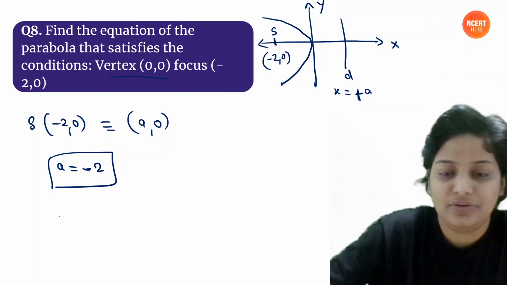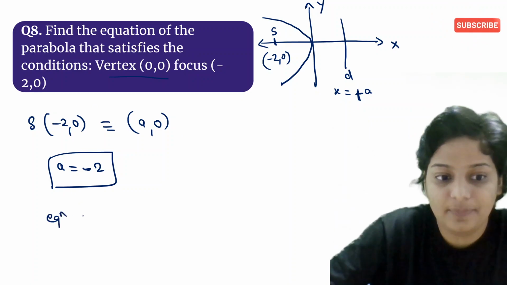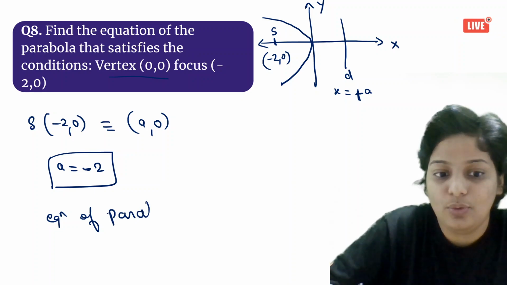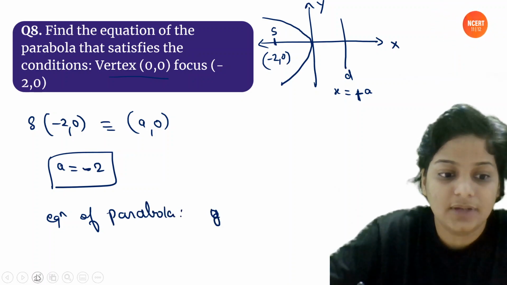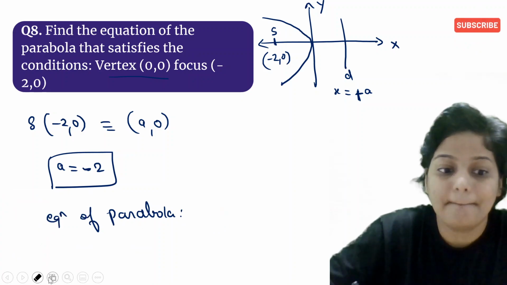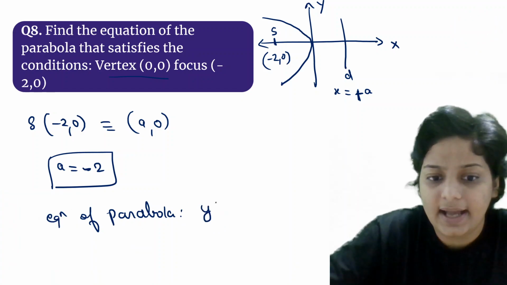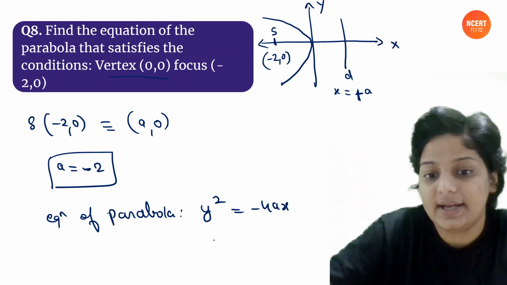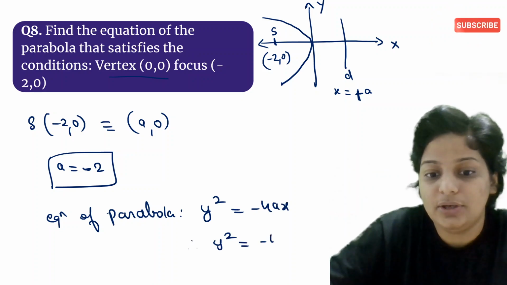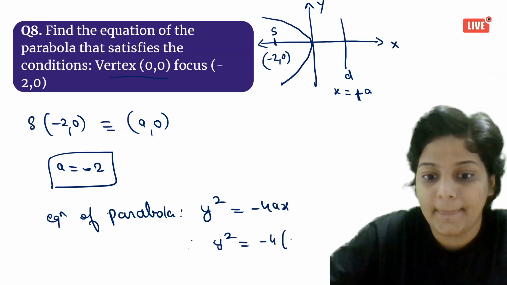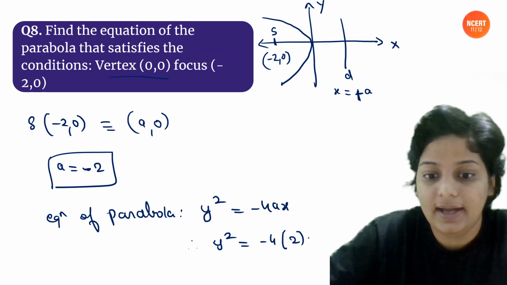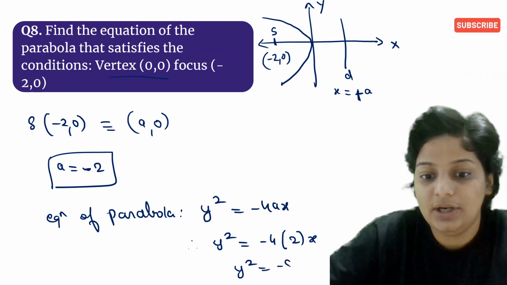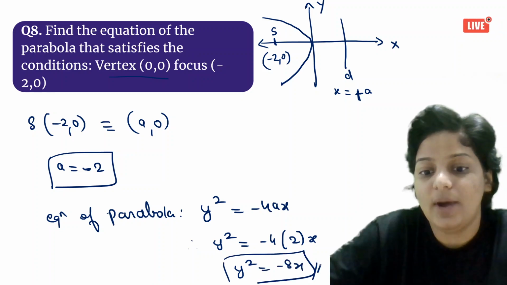पूछा गया है फाइंड द इक्वेशन ऑफ पैराबोला. कूल. इक्वेशन ऑफ पैराबोला, सिंस वी नो इट्स अ लेफ्ट हैंडेड पैराबोला, इट्स इक्वेशन विल बी y स्क्वायर इज इक्वल टू माइनस 4a x, y स्क्वायर इज इक्वल टू माइनस 4, a क्या है, 2 and x. So y square is equal to minus 8x. This is the required equation.